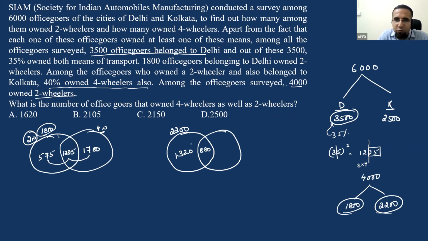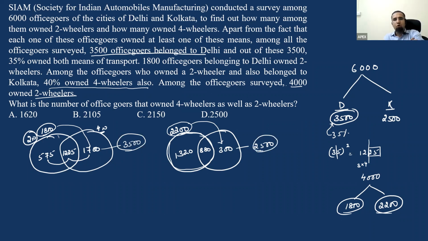If total Calcutta is 2,500 and this circle itself is 2,200, that means only car will be how much, guys? 300. Because this value plus this value should be equal to 2,500 and 1,800 plus this value should give us 3,500. So what is the number of office goers that owned four-wheelers?